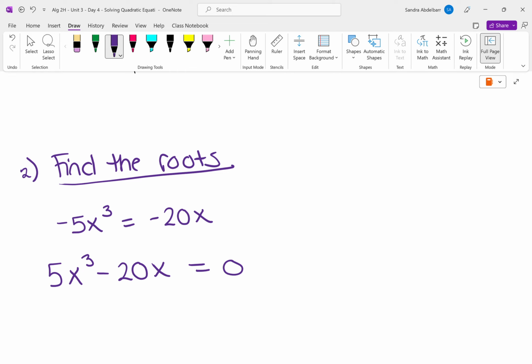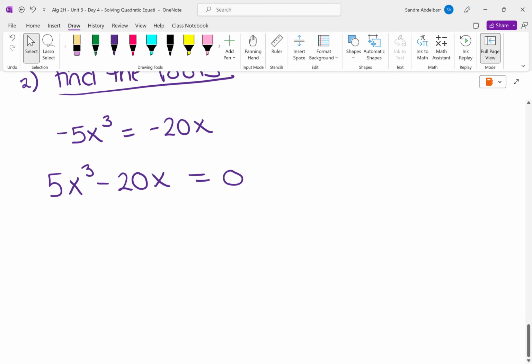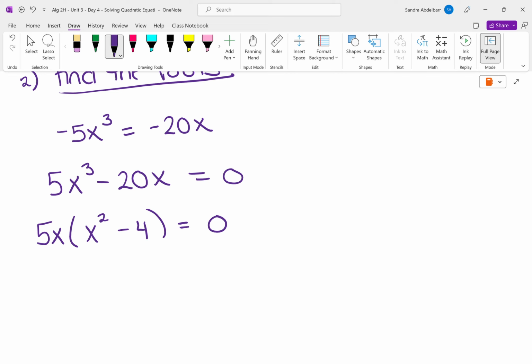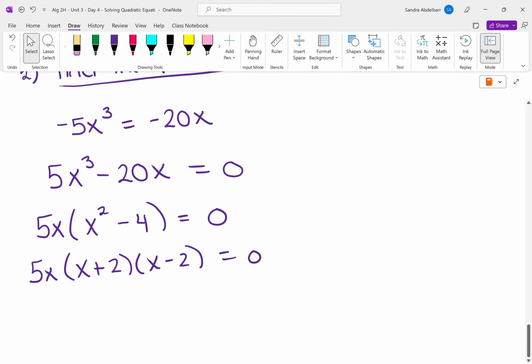And now we factor. What's the first part of factoring? We always look for what first? First part of factoring is we always look for a GCF. What's our GCF here? 5x, perfect. So when I pull out that 5x, I'm going to get x squared minus 4 equals 0. Am I done? No, what do we have now? A difference of squares, so we're going to be x plus 2, x minus 2.